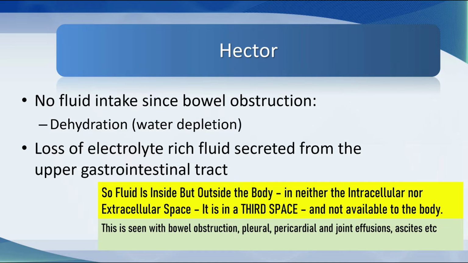This whole process of third space fluid loss is seen with bowel obstruction, it's seen with pleural effusions, it's seen with pericardial effusions, rarely in that kind of huge volume. It's also seen with ascites, which can be astonishingly large in volume, 10 or 12 litres, and it can be seen in smaller amounts in joint effusions. But normally the major problem with third space fluid losses is realistically with bowel obstructions.